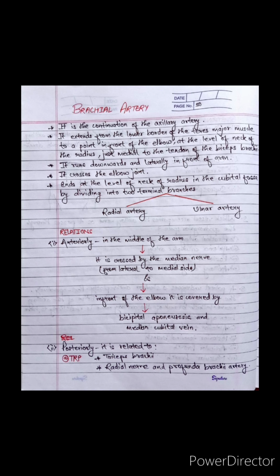Now let's see its relations. Anteriorly in the middle of the arm, it is crossed by the median nerve from lateral to medial side. And in front of the elbow it is covered by bicipital aponeurosis and medial cubital vein. Posteriorly it is related to triceps brachii, radial nerve and profunda brachii artery. We can remember the posterior relations by using the mnemonic JRP.